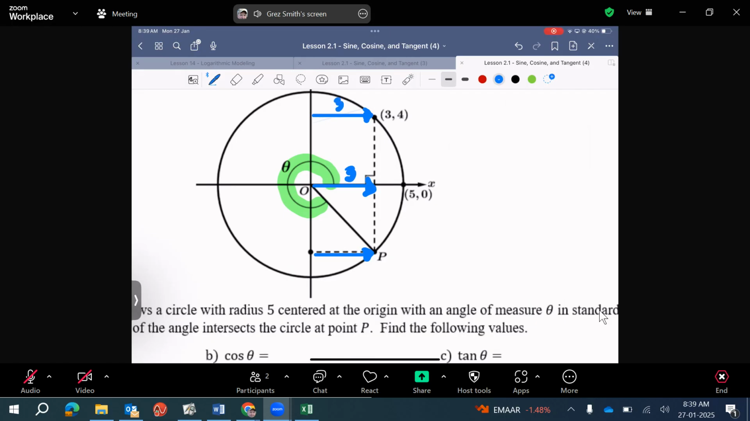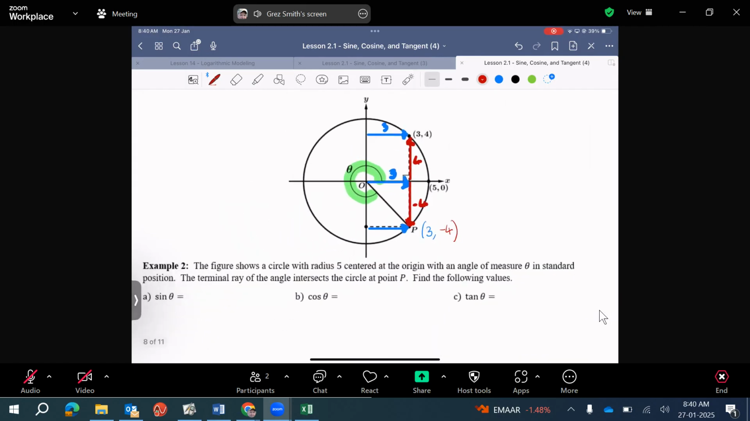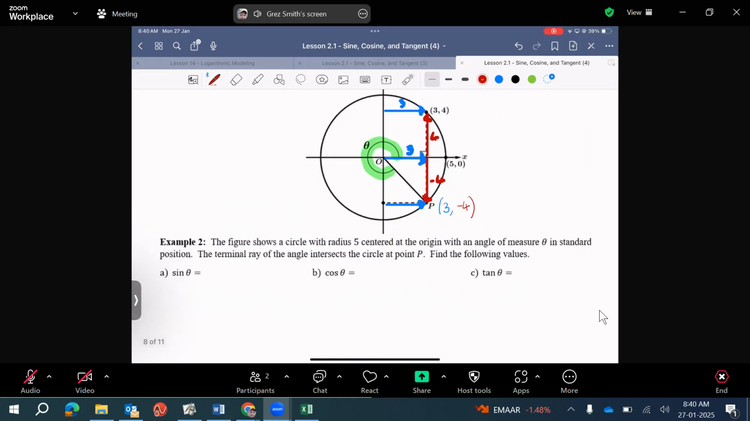So this is 3, which means that the x coordinate here is going to be 3. Let's look at the y value. This vector here is 4. This vector here is reflected downward, so it becomes minus 4. So the y coordinate here is minus 4. So what is the sine of theta? Discuss with the person next to you. What is the sine of theta?